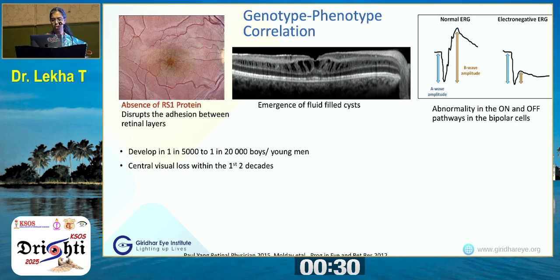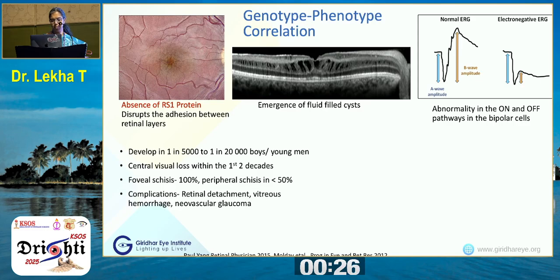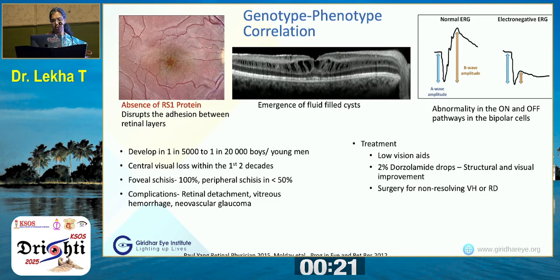So they present with central vision loss, and by the second decade, foveal schisis is seen in 100%. Rarely they can have complications like retinal detachment, vitreous hemorrhage, etc. So dorzolamide has been tried, and if they develop complications, surgery is required. There is no role for any laser, and they should be advised to avoid contact sports.